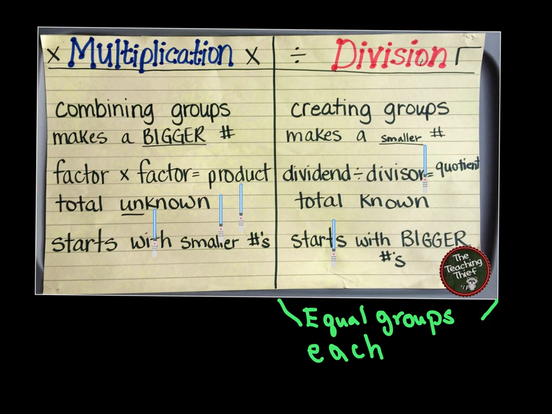5 times 5 is 25. So the total is known. When they give you the total, you know that you're going to divide. And division always starts with bigger numbers. Also important words to see, clues that you're going to divide rather than multiply, is when they ask you how many equal groups, or how much does each group get. These are important words to remember when we're dividing.